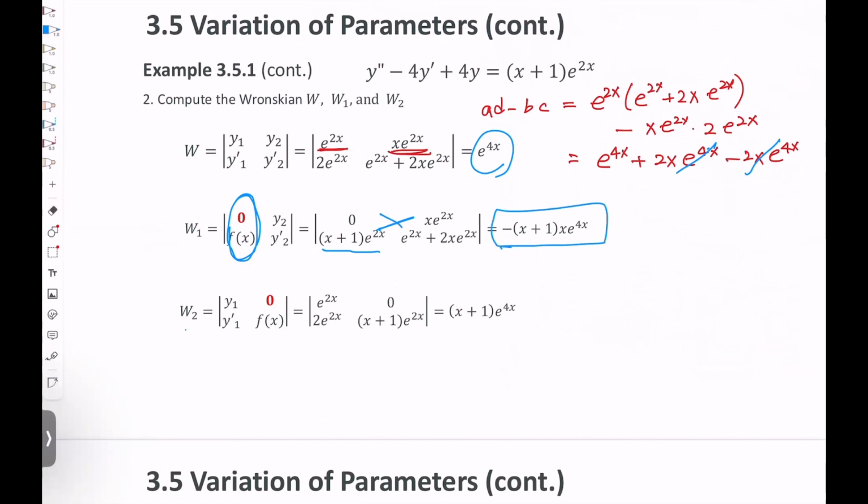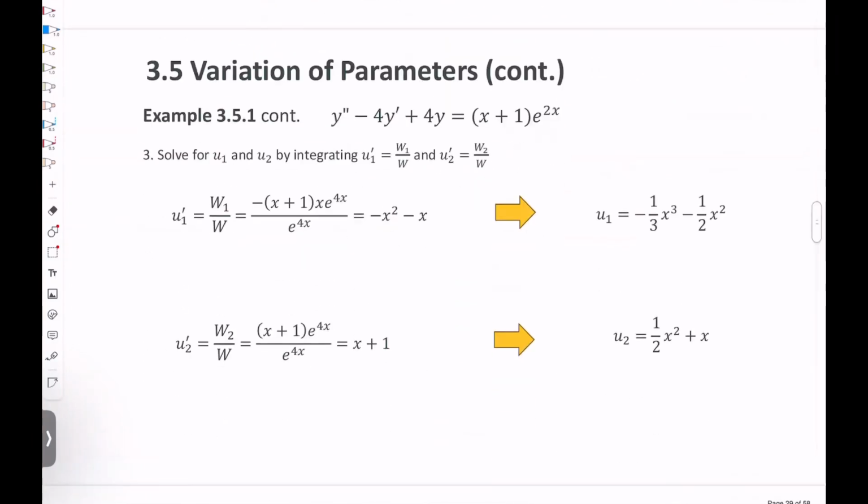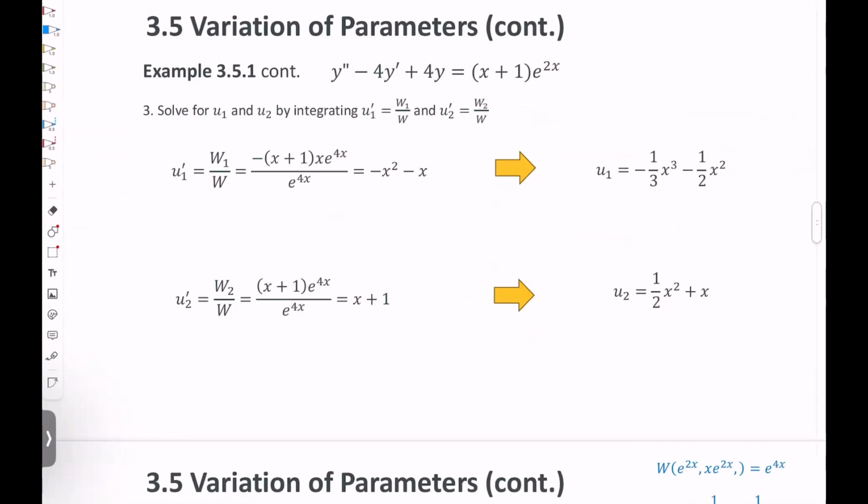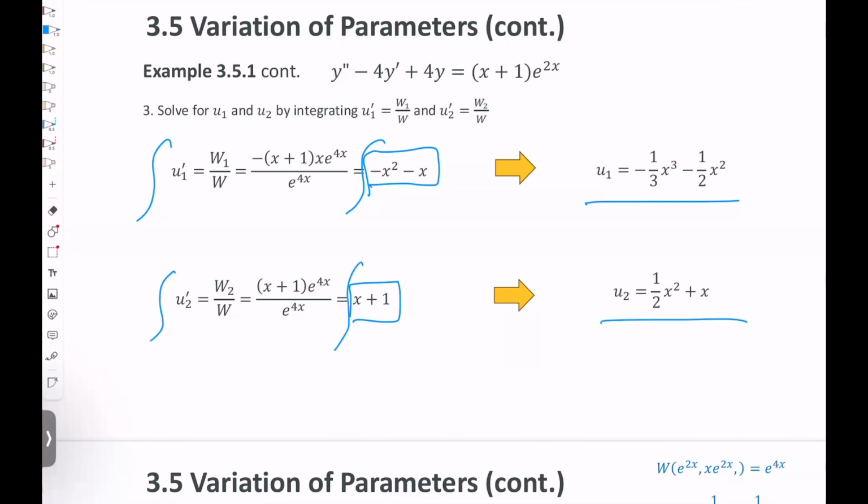And similarly, for W2, we put 0 and f of x in the second column, and AD minus BC, we end up getting this. We need to find U1 prime, that is W1 over W, and then you need to take the integral of both sides to get U1. Same thing, U2 prime is W2 over W, and then take the integral of both sides to get U2.